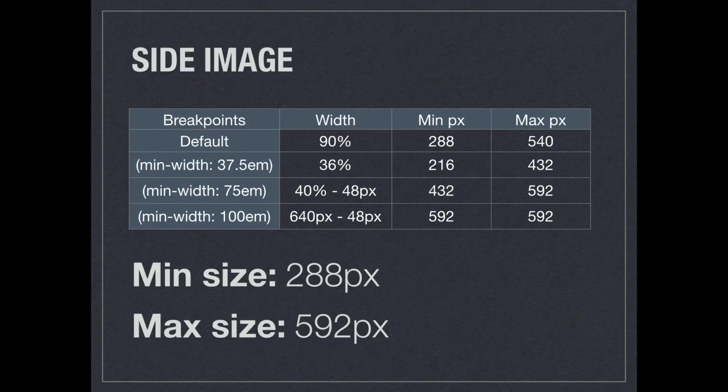So now we have our list of our minimum and our maximum for this type of image. We know that it's going to go somewhere between 288 and 592. And that's a smaller range, but it's still, the largest size is 2 times wider, but that's a total of 4 times as big. So you kind of have to make some choices.